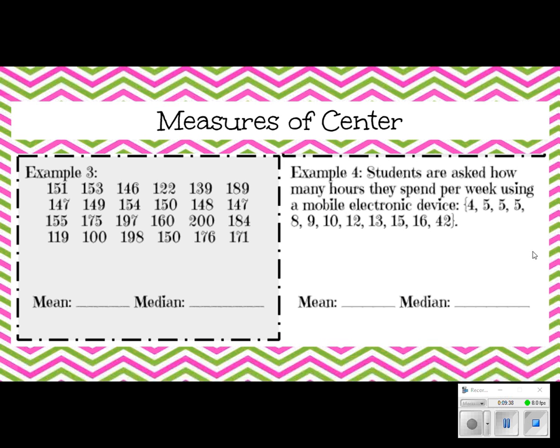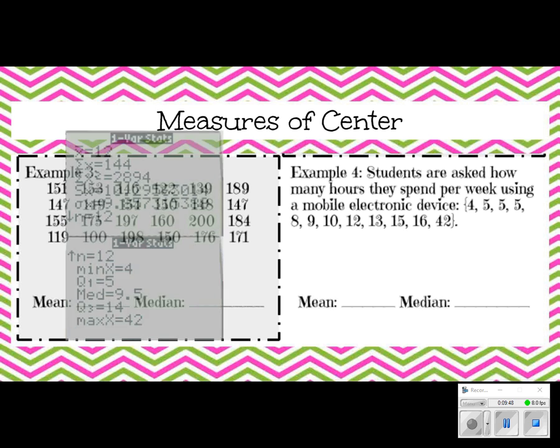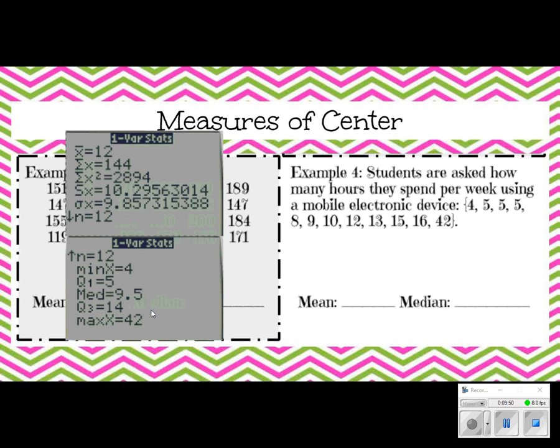Okay, so example 4, I'm not going to walk you through it because it's the same calculator stuff, but you should have already done it, right? Did you pause the video? And so if we pull this up, this is the stuff that's in the calculator, which one's the mean? The mean is 12 because that's X bar. X bar is the mean, and then the median is 9.5. Okay. So that's how to do mean and median on the graphing calculator.